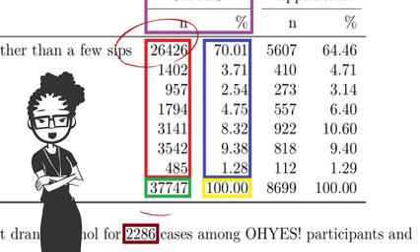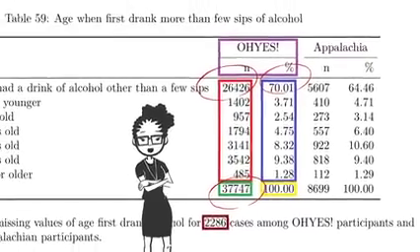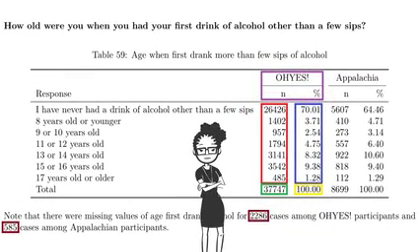26,426 of 37,747, or 70.01% of all OHYES participants have not initiated alcohol use. Fewer Appalachian participants, 5,607 of 8,699, or 64.46%, have not initiated alcohol use.